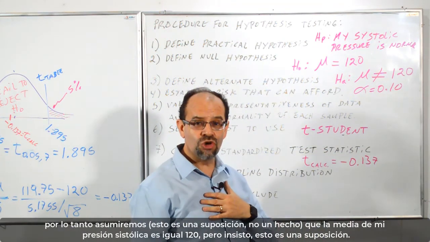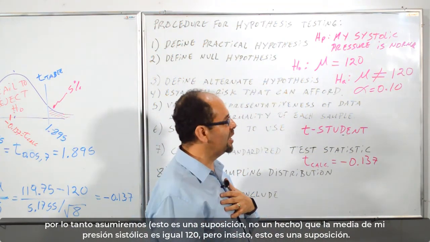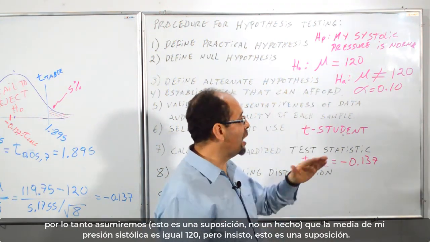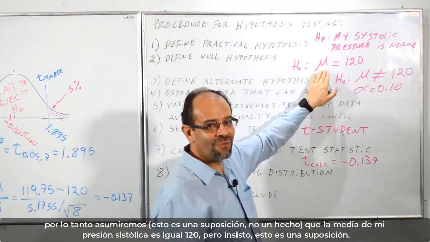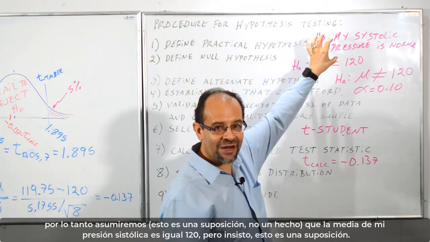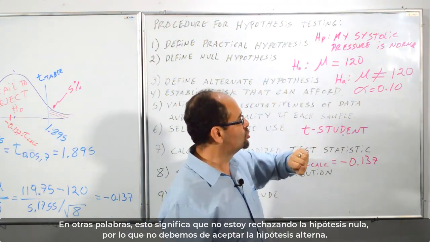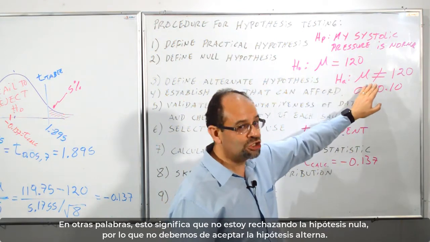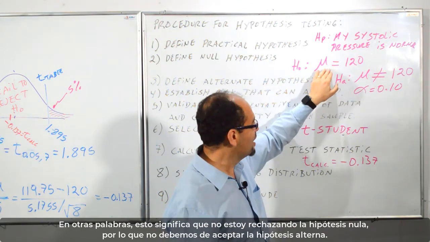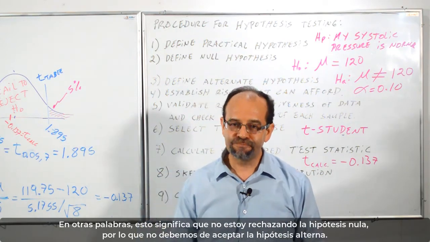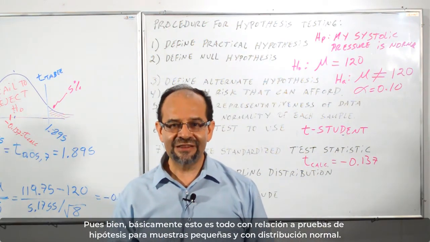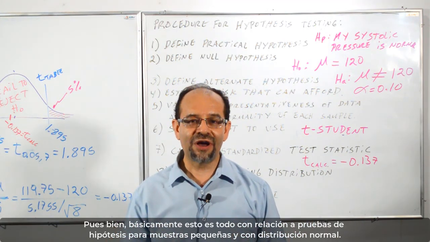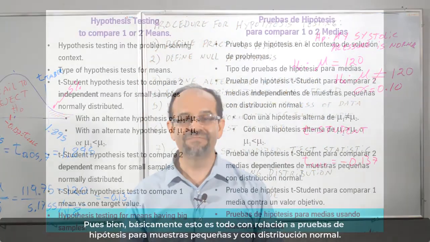Then I will assume, that's an assumption, that's not a fact, I should not conclude that it is the same, but I will assume that the mean of my systolic pressure is equal to 120, but that's an assumption. So that means that I'm not rejecting a null hypothesis, I should not accept the alternate hypothesis, then I fail to reject the null hypothesis. Well, basically that's it in terms of small samples, normal distribution type of statistical hypothesis testing.